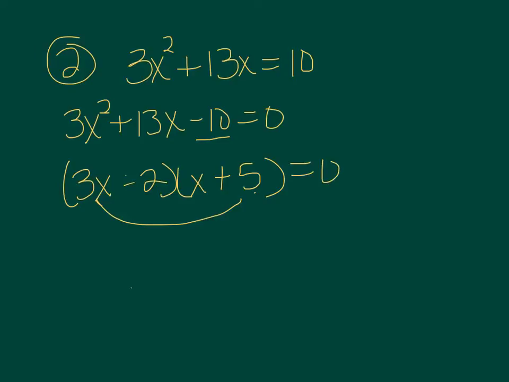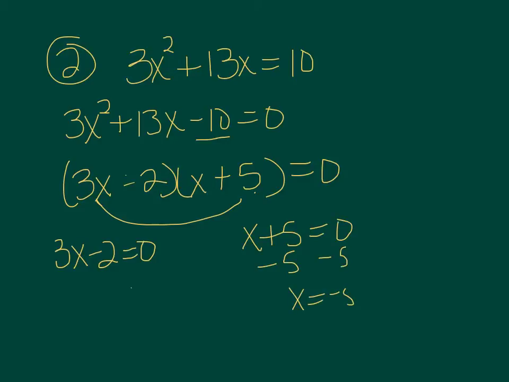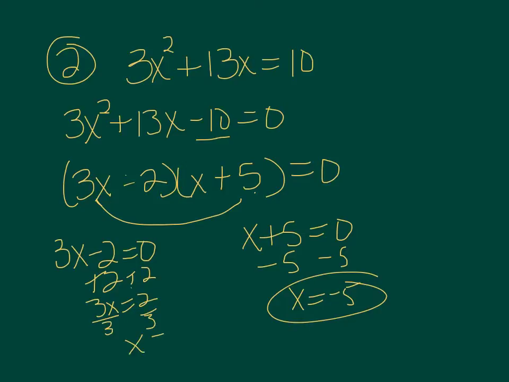Alright. Now I have two sets of parentheses, so I want both of them to be set equal to 0. And I'm going to solve both of them. This one's easier, so I'm going to do this one, move my 5 over, so x equals negative 5. Okay, this one I'm going to add 2. So you get 3x equals 2, divide by 3, and x equals 2 over 3. And there are my two answers. Let's do another one.